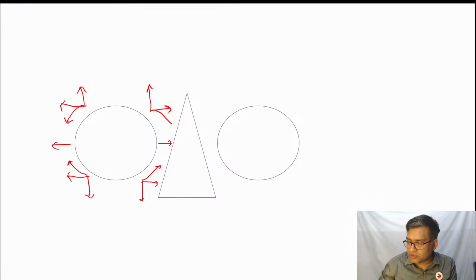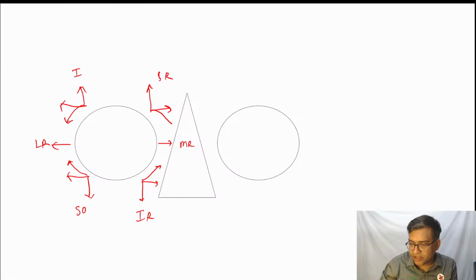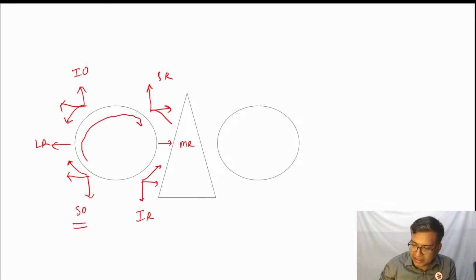So this is my superior rectus, medial rectus, inferior rectus, superior oblique, lateral rectus and inferior oblique, and these are my actions. This is my nose. This is my superior oblique. What my superior oblique is doing is turning the eye towards the nose. This action we call intorsion.